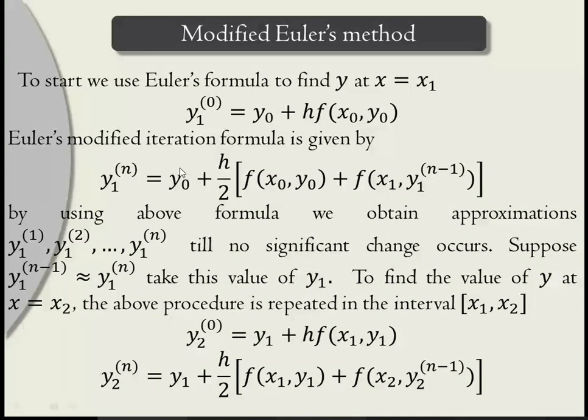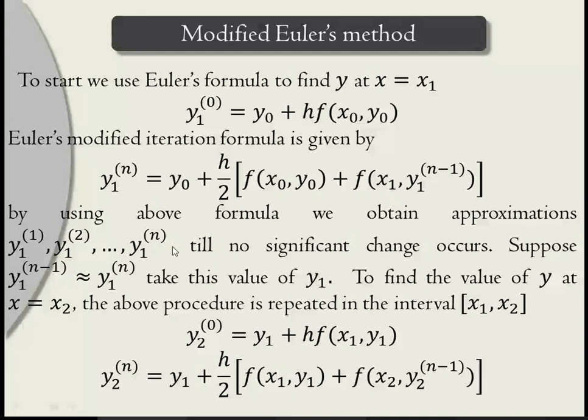This first formula we already used in Euler's method. Only some modifications we are doing. We are modifying our answer. In Euler's method we got this answer, but it is not a very accurate value. So to get a more accurate value, we are doing this modification, and that modification is an iterative process. We use this formula repeatedly to get the next iteration until two terms match.